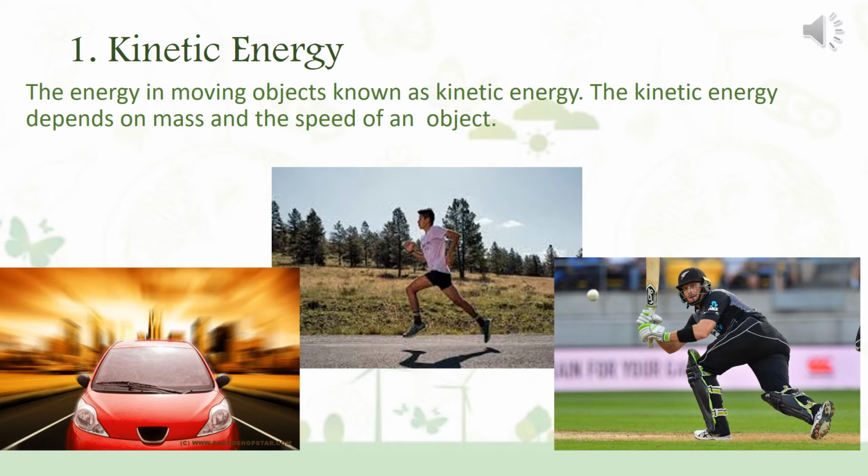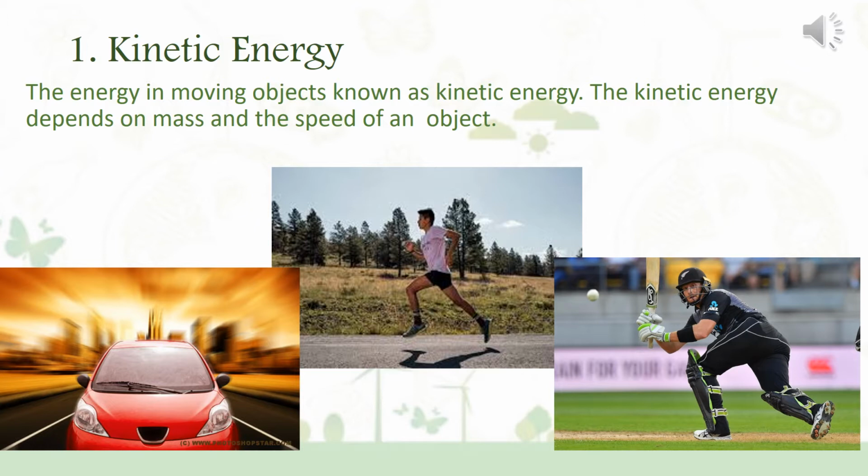What is kinetic energy? The energy in moving objects is known as kinetic energy. The kinetic energy depends on the mass and the speed of an object. Let's see how. Here, the first picture is a moving car. If the car is moving very fast, the kinetic energy will be high. And if it is moving slowly, the kinetic energy will be low.